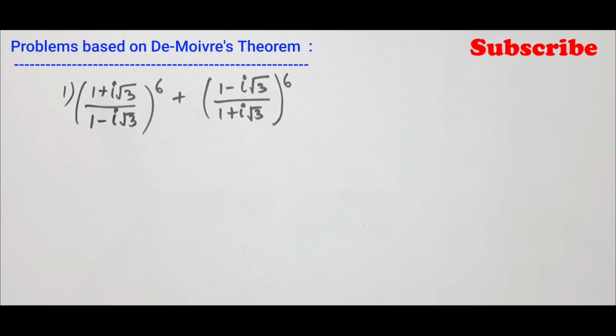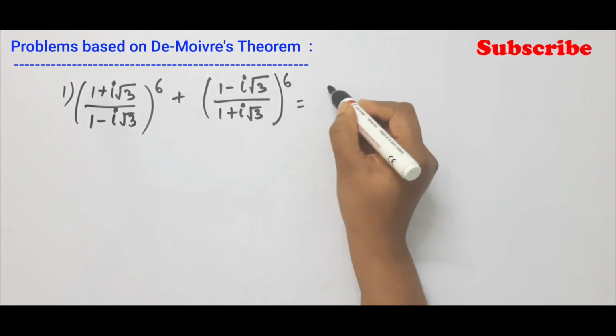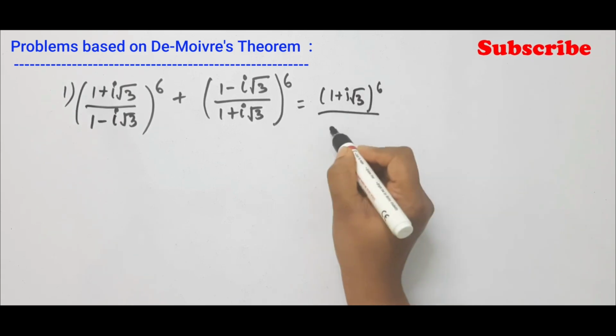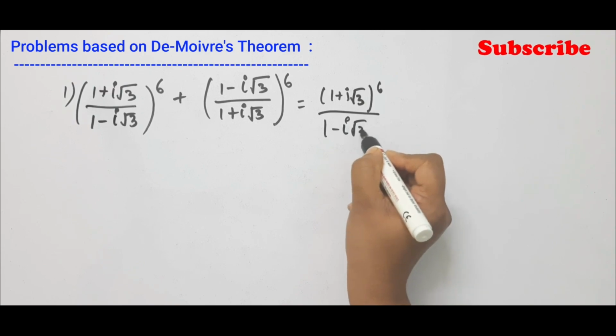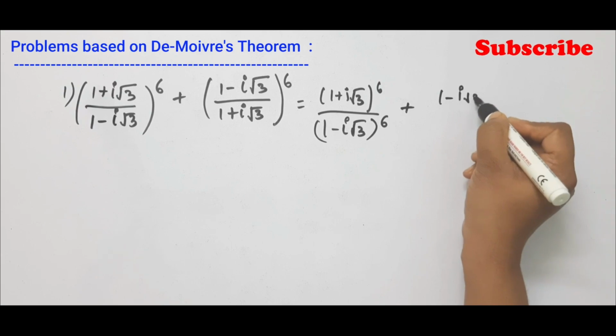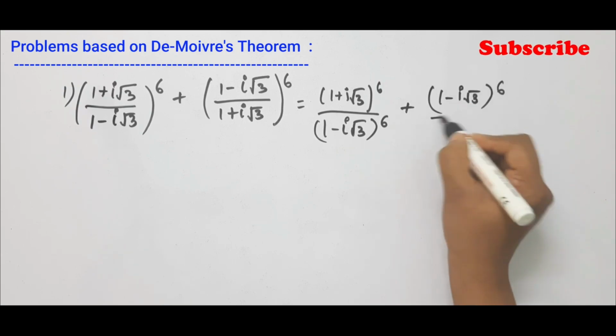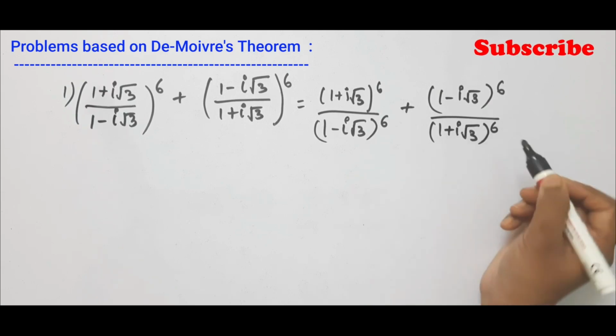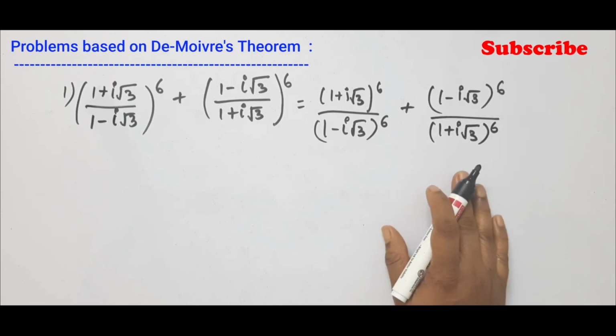First problem: (1 plus i root 3 by 1 minus i root 3) whole power 6 plus (1 minus i root 3 by 1 plus i root 3) whole power 6. So this can be written as (1 plus i root 3) whole power 6 by (1 minus i root 3) whole power 6 plus (1 minus i root 3) whole power 6 by (1 plus i root 3) whole power 6. Now simply add these two fractions.